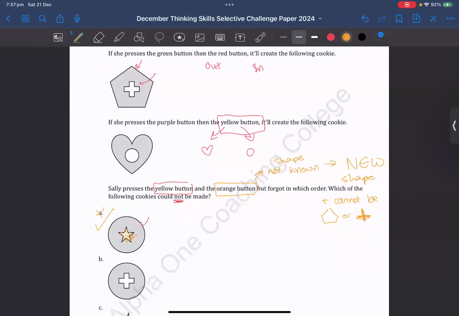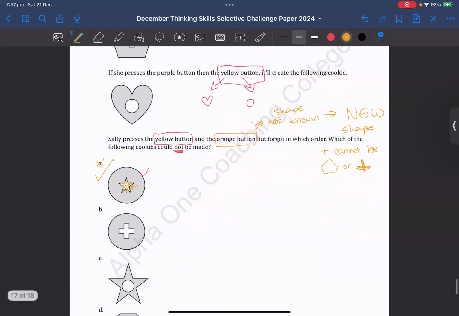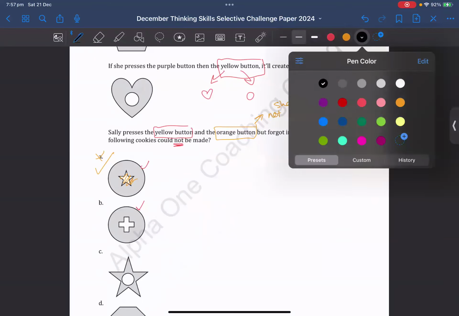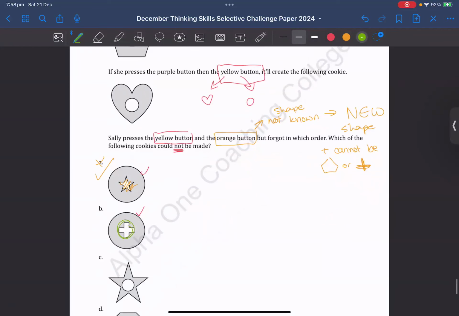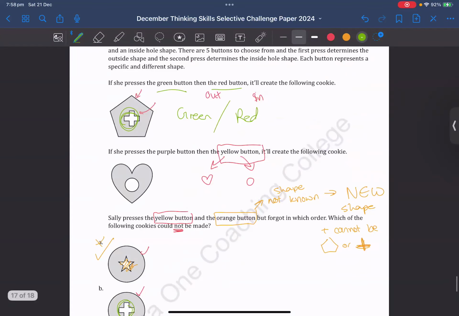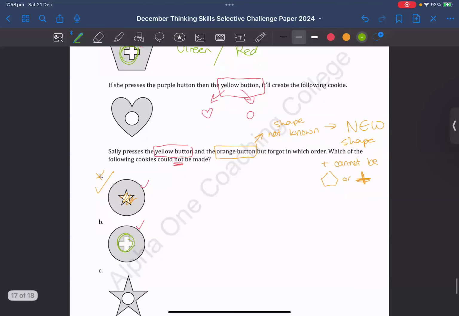Remember, the question is asking which shape cannot be made. Now B has that circle. Sure, that could be that red shape there. However, I've seen this plus shape before. I've seen this plus shape over here. And once again, this can only be either a green button or red button, not the orange button that we want, which is why B cannot be made, and it's the answer.